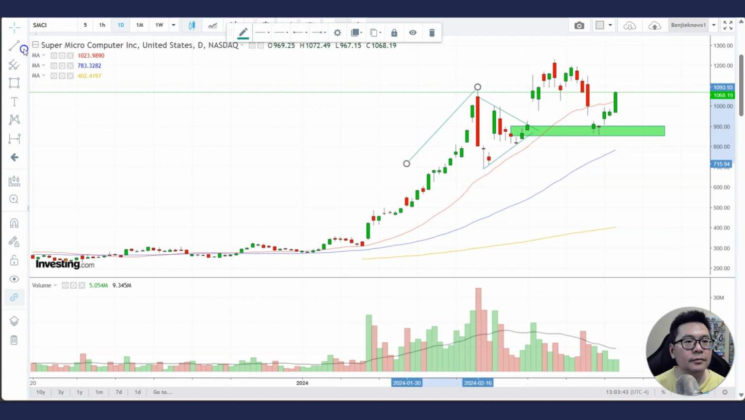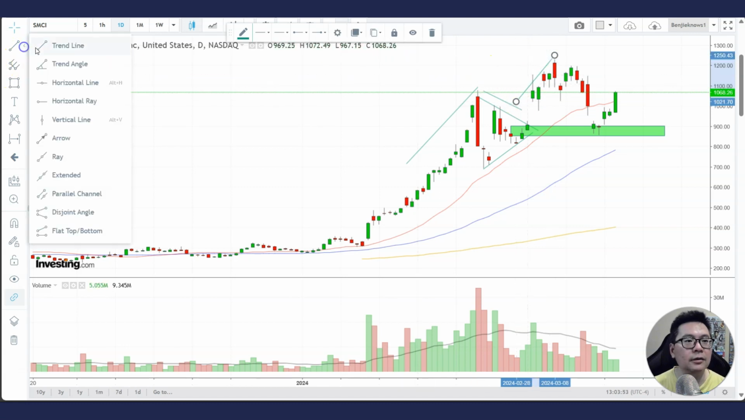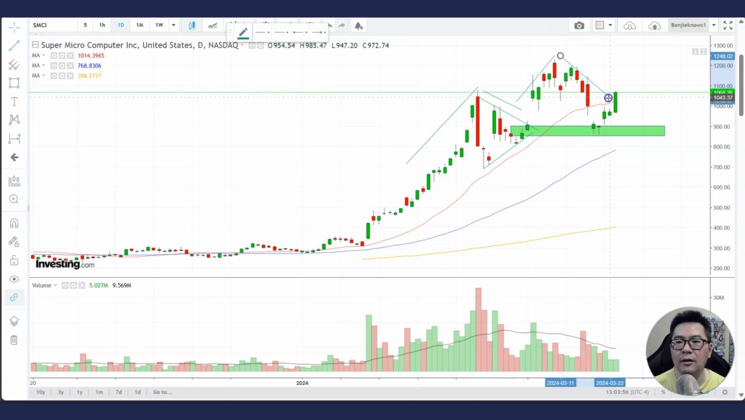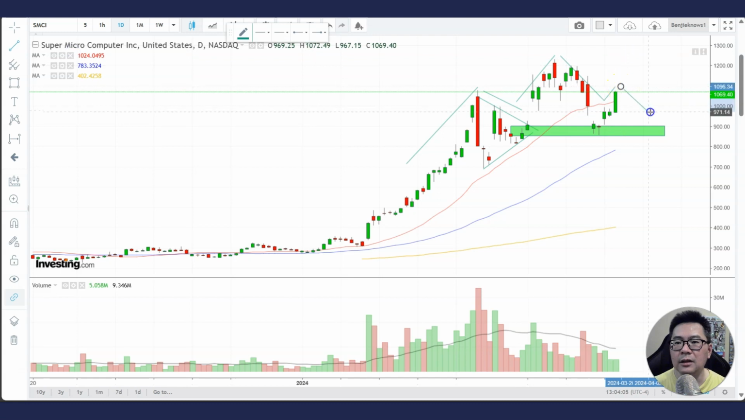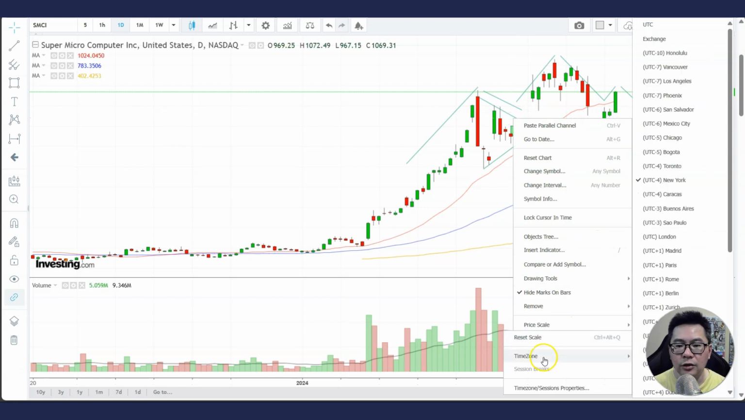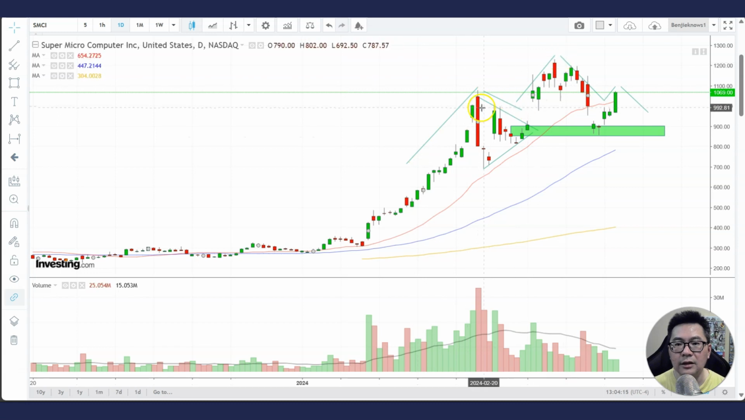Okay, now with a stock like this, there is a possibility that you may have a head and shoulders pattern. I don't know whether you can see it or not, but this is what it looks like. Let me just draw it. I want you to be aware of it so that you're not surprised if the stock collapses. There is a possibility of a head and shoulders top. You can see this is the left shoulder, this is the head, this is the right shoulder.